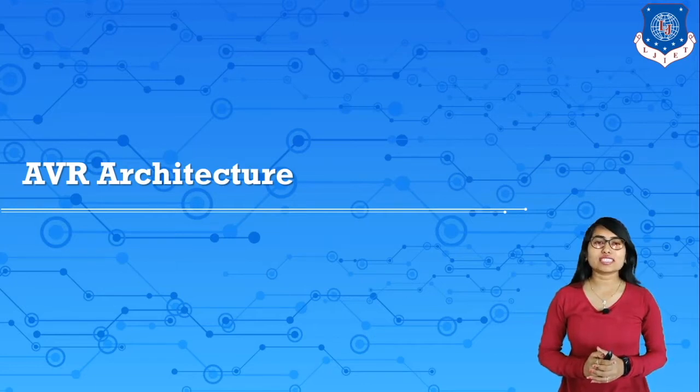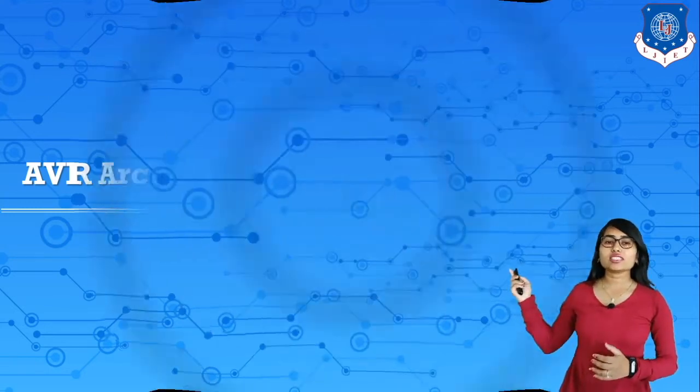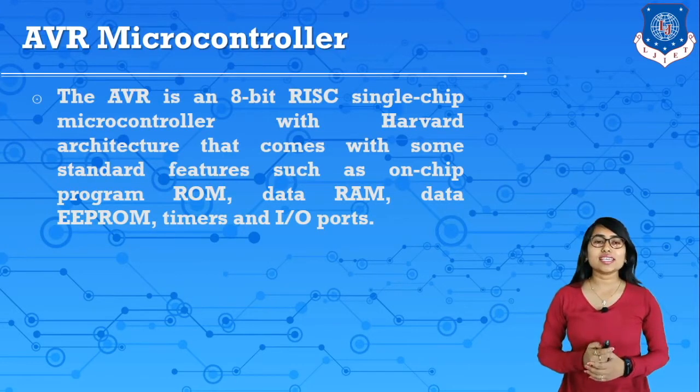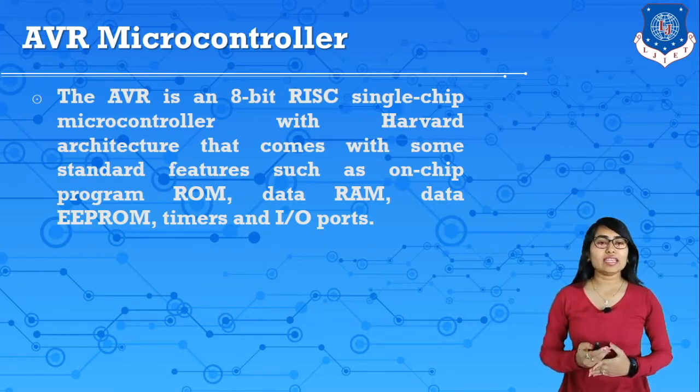Today we will discuss AVR architecture. So let's start with what is AVR. This AVR is basically a microcontroller. AVR is an 8-bit RISC single chip microcontroller with Harvard architecture that comes with some standard features such as on-chip program ROM, data RAM, data EEPROM, timers and IO ports.